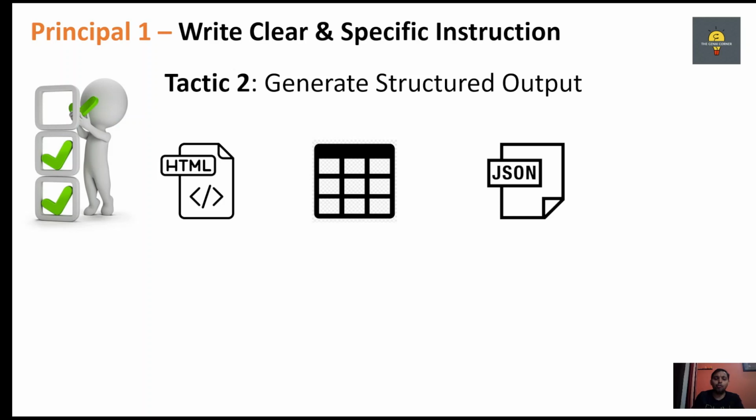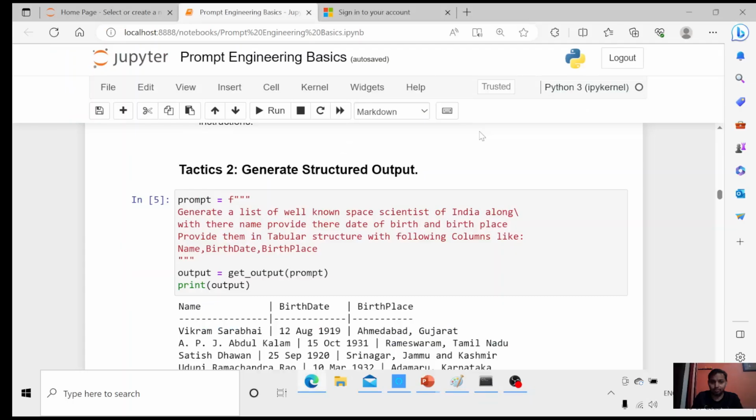So let's see how we can achieve structured output through LLMs. Here I'm writing a prompt where I simply say: generate a list of well-known space scientists of India along with their birth date and birthplace, and provide the result in a structured format. The columns should be name, birth date and birthplace.